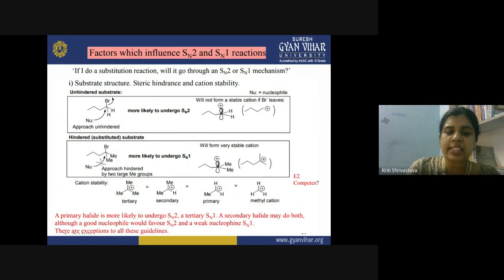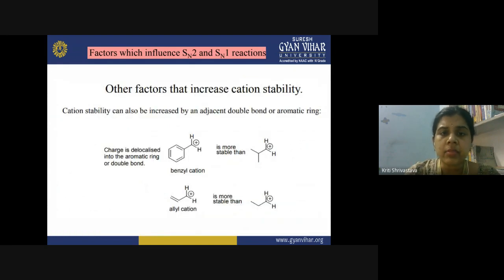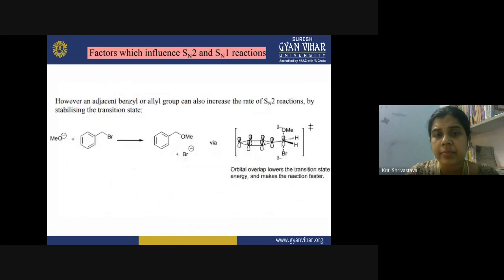But there are some exceptions to these guidelines, and there are some other factors which increase the cationic stability. Suppose we have a benzyl cation involved, it is always more stable because resonance comes into play, and this gives extra stability to the benzyl cation. So it is more stable than an aliphatic carbocation. Similarly, if a double bond is present in conjugation with the positive charge, in that case also the carbocation is exceptionally more stable. So they also play a role here in determining the cationic stability.